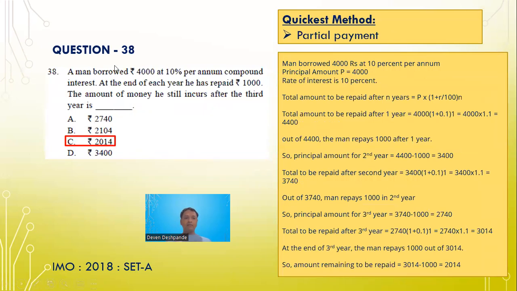Okay. A man borrowed rupees 4,000 at 10% per annum compound interest. At the end of each year, he repaid 1,000 rupees. The amount of money he still owes after the third year is? So this is the concept of partial payment, isn't it? So the man borrowed 4,000 at 10% per annum. So principal amount is 4,000. Rate of interest is 10%.